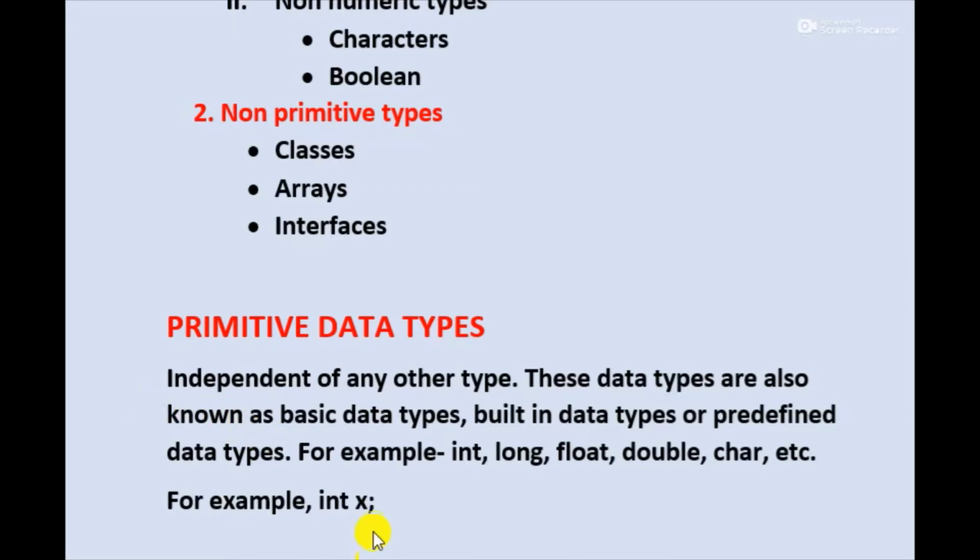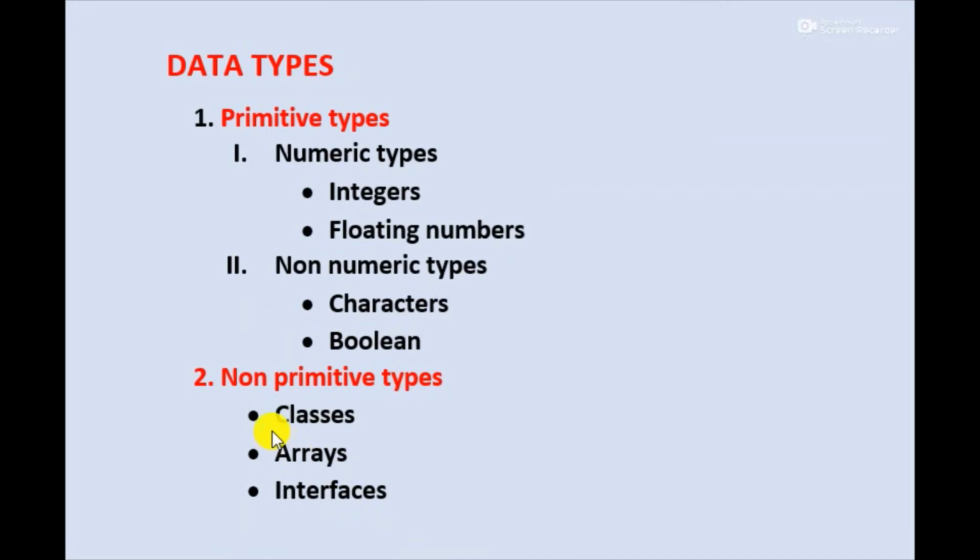Next one is non-primitive data types. These data types are directly or indirectly dependent on primitive data types. These data types are also called user defined data types. The types of non-primitive types are classes, arrays, and interfaces. So these three are the non-primitive types.